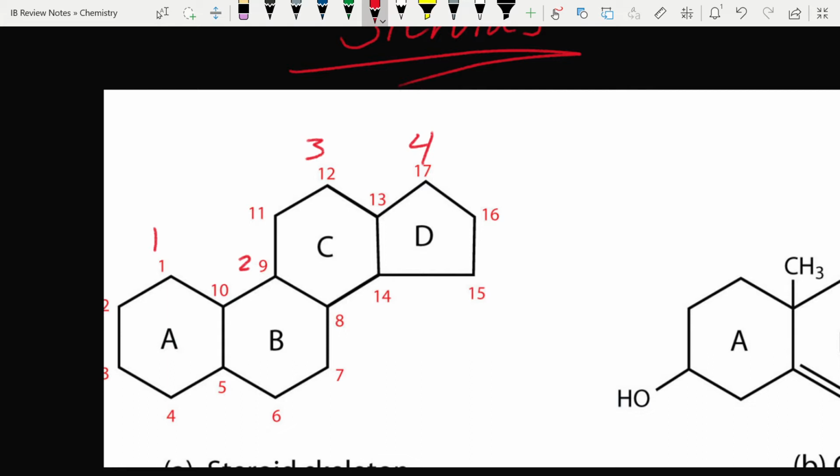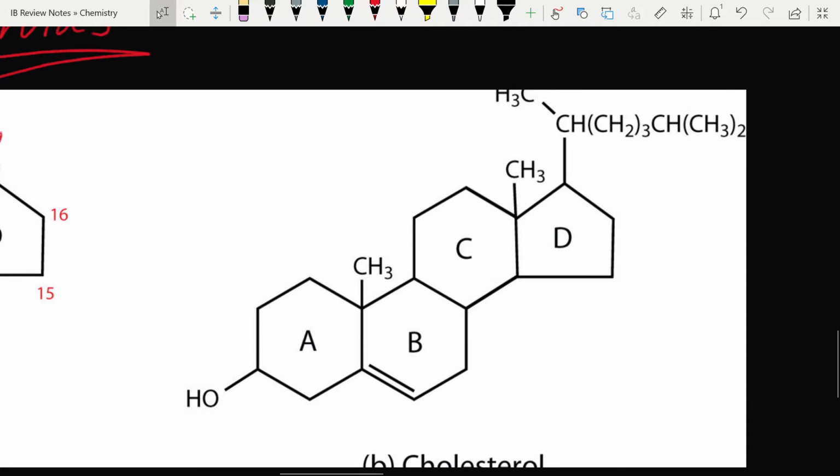One example of a steroid is cholesterol. Now you might have heard of cholesterol in your food. Cholesterol is used in the synthesis of many other biomolecules such as sex hormones, bile acids, and vitamin D.